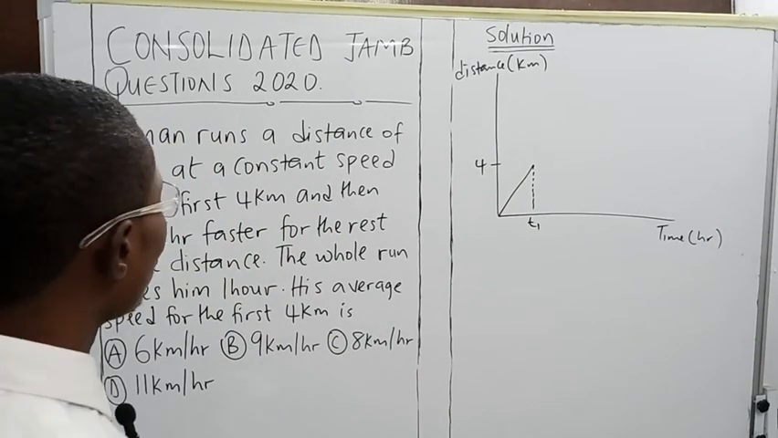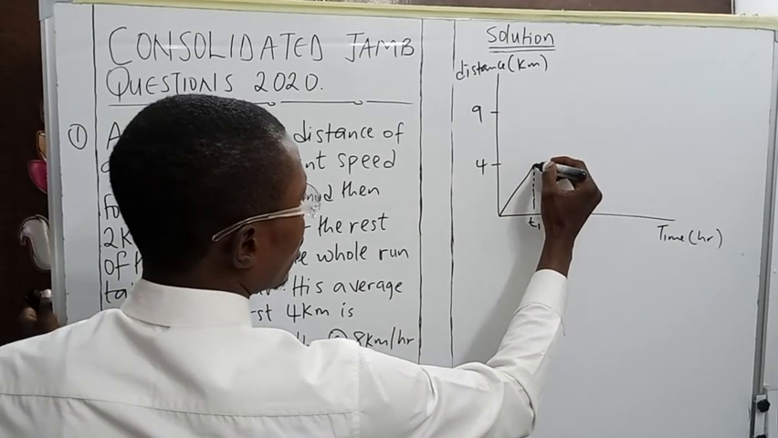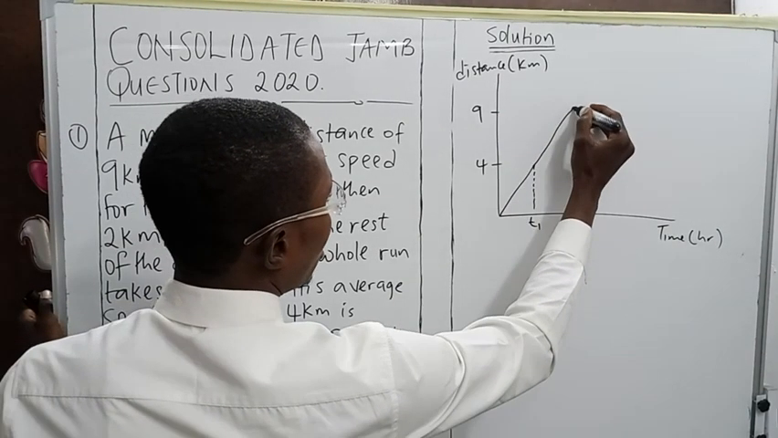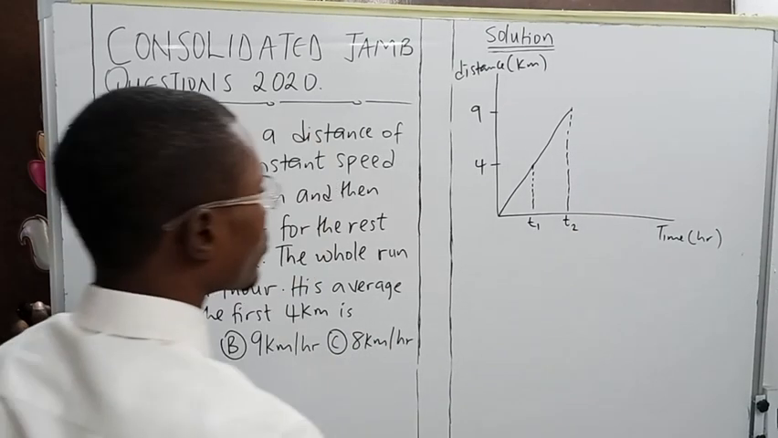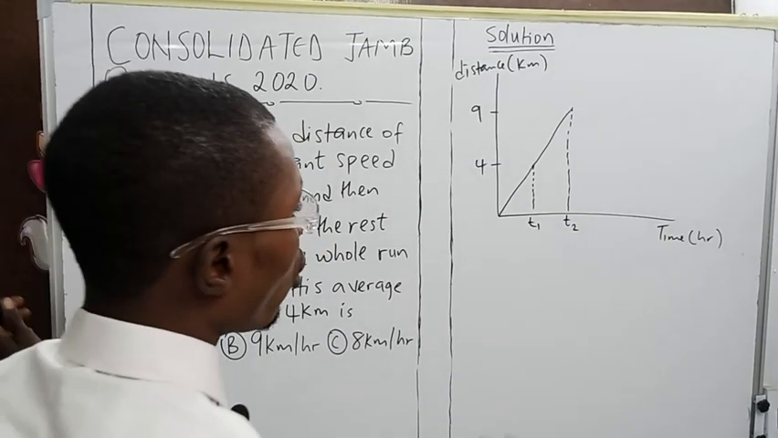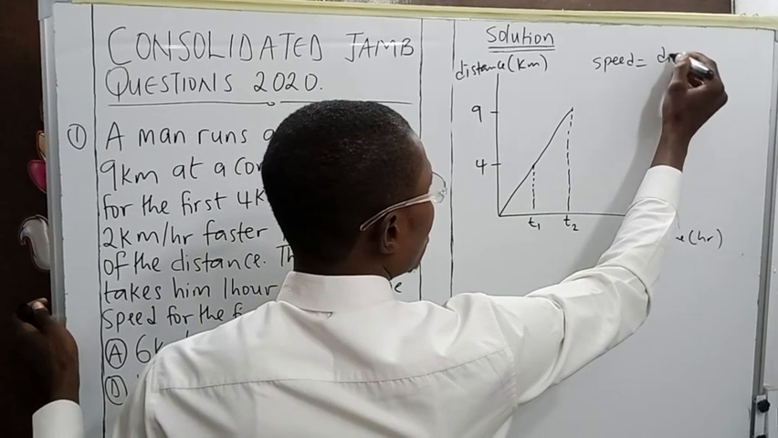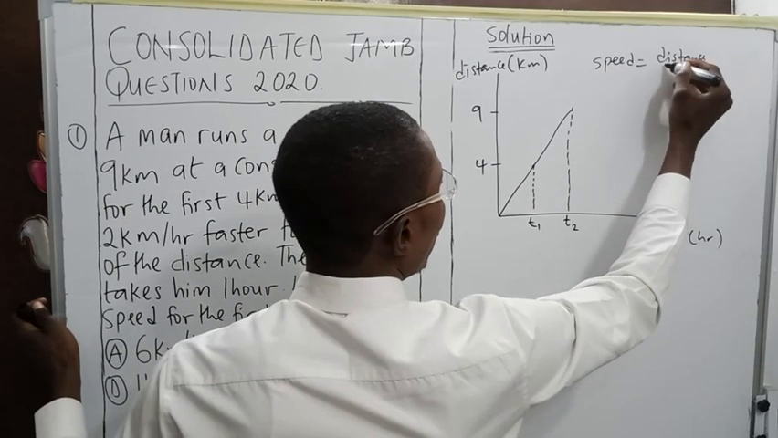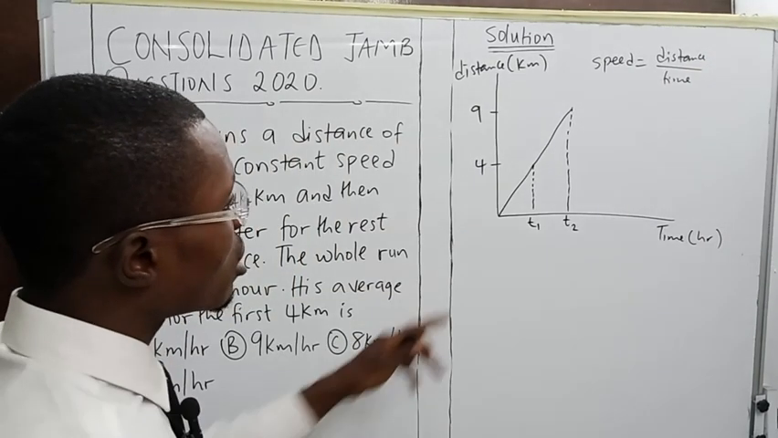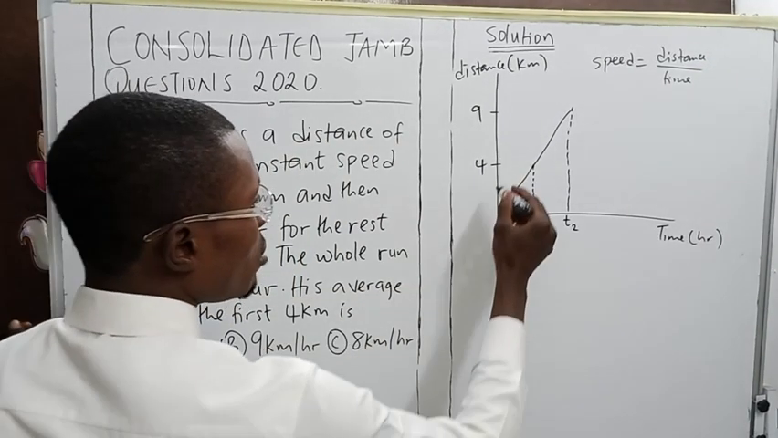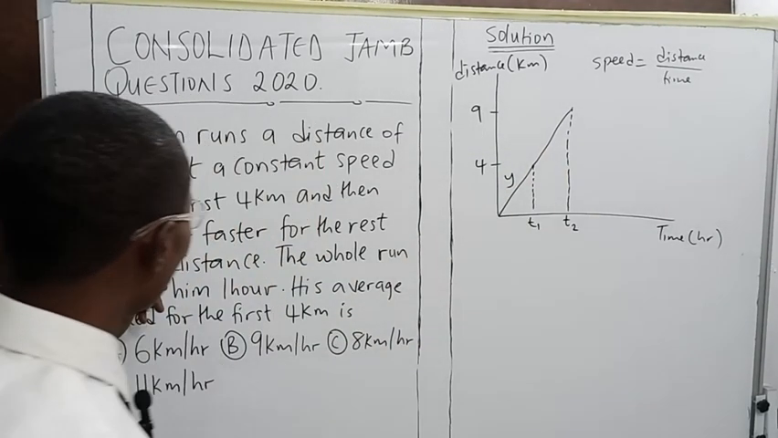Then up to the whole distance, 9 kilometers. This is 9. It continues like this, at what time? Not indicated, so we have T2. Recall that our speed by definition is distance over time. Now for the first 4 kilometers, the speed is not given. So we make it y.